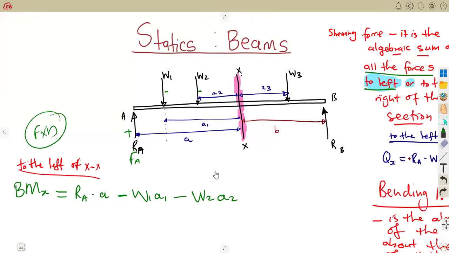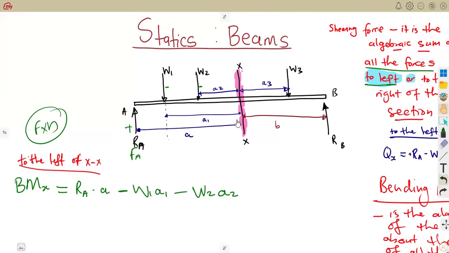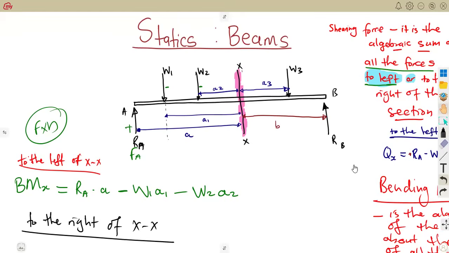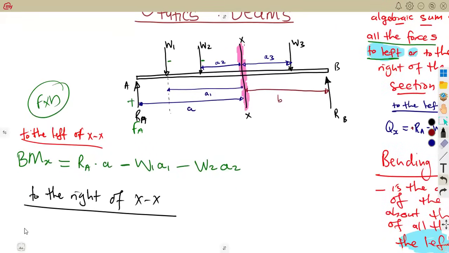You have got the bending moment about this section here, if we were to take it from the left side. If you were to consider the right, to the right of XX, like that, you are going to have the bending moments this way. Remember, force times distance, considering the sign: going up, positive; going down, negative. So let's consider force times distance. This time, we are considering the right, this side.